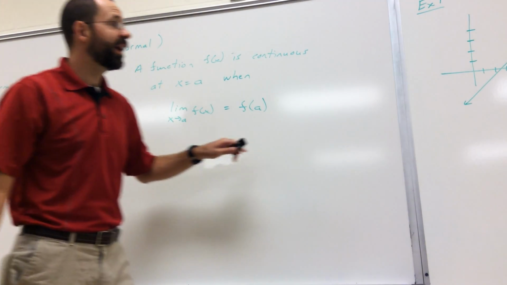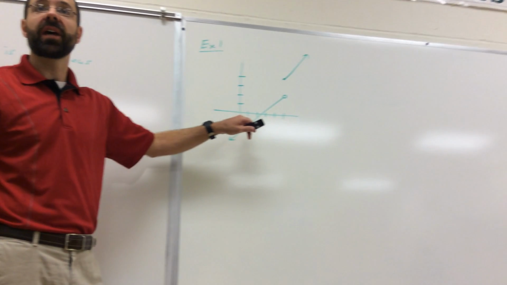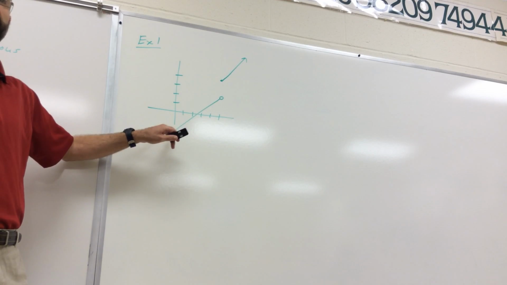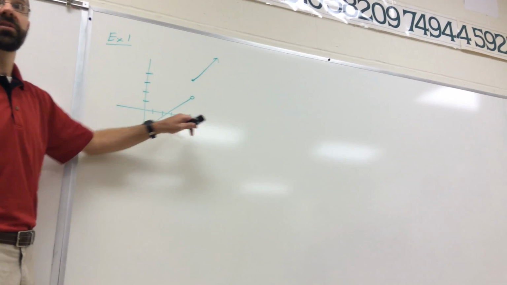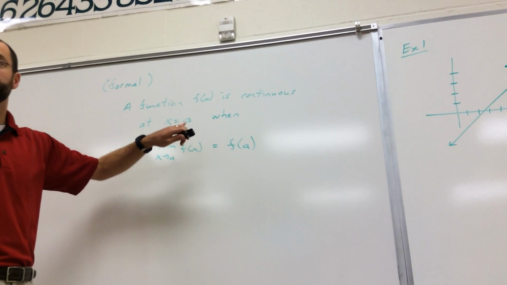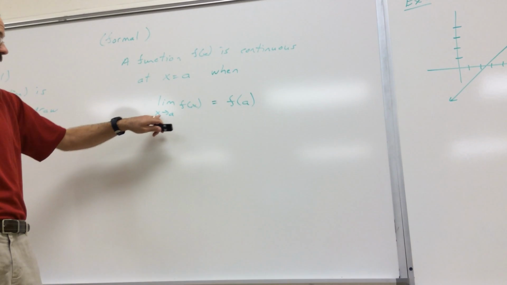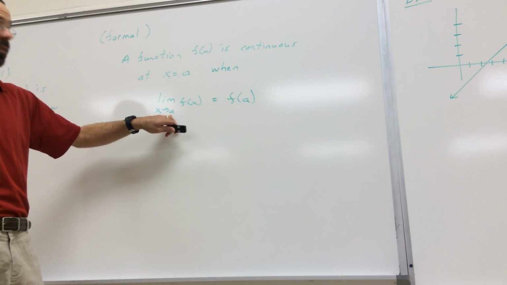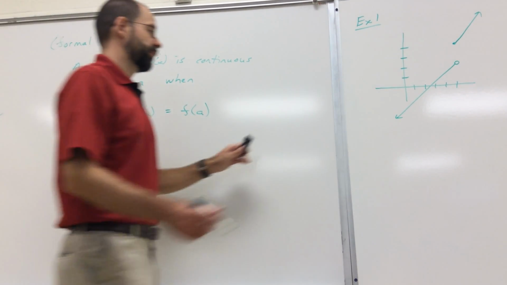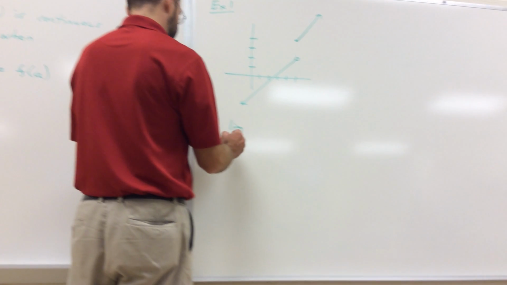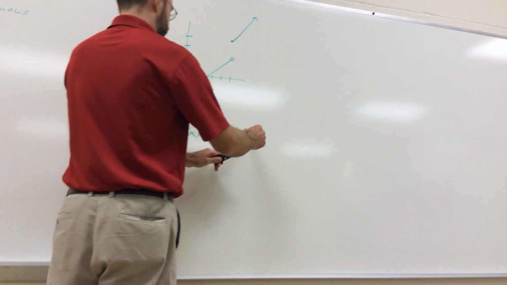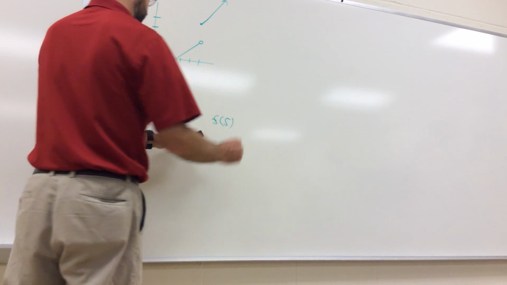Okay, so where does the problem occur? At what x value does the problem occur? Right, exactly. It happens right here. So where we suspect that it's not continuous is at x equals 5. So we're going to calculate the limit towards 5, and we're also going to calculate f of 5.